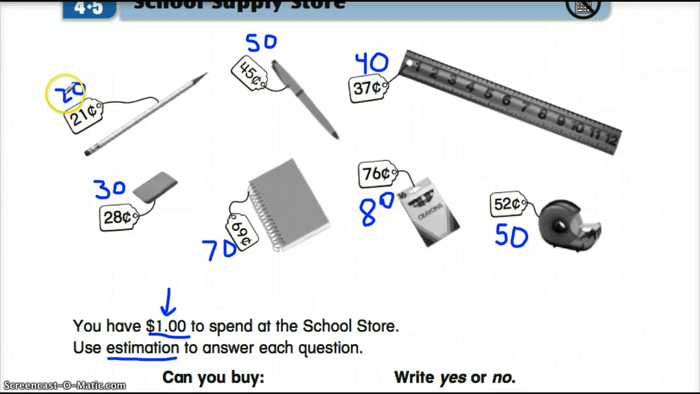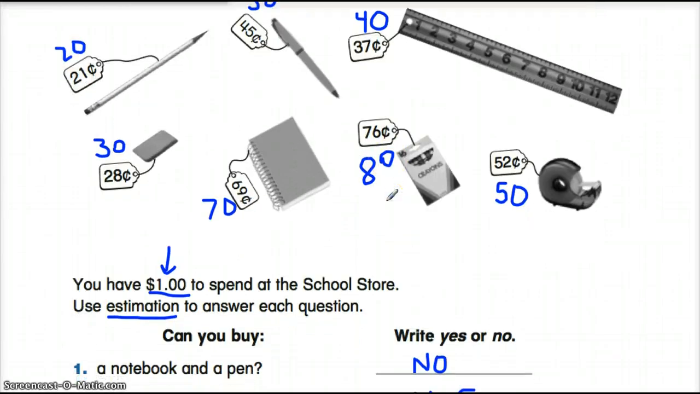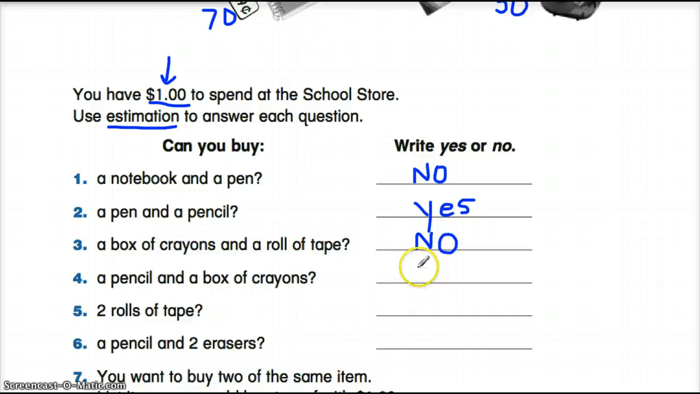Well, 8 plus 2 is 10. If you add a 0 on, that's exactly $1. So I'm going to say yes, we have enough. We have $1, and that would cost $1.